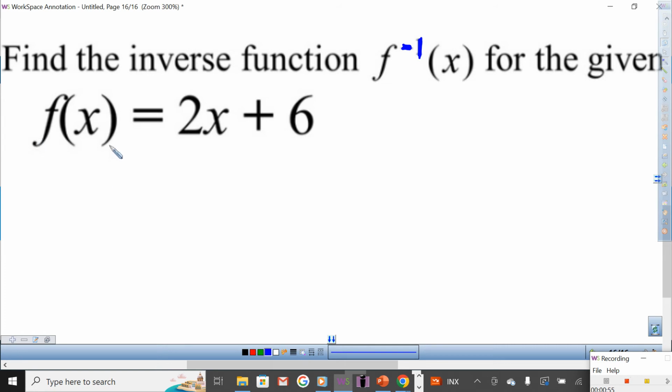But right here I have f of x. So how can I find the inverse of this? I need to take a step back. What was it before it was f of x? Yeah, y equals 2x plus 6. Next, to do the inverse, I need now to solve for x. So tell me what to do to solve for x, to leave x by itself.